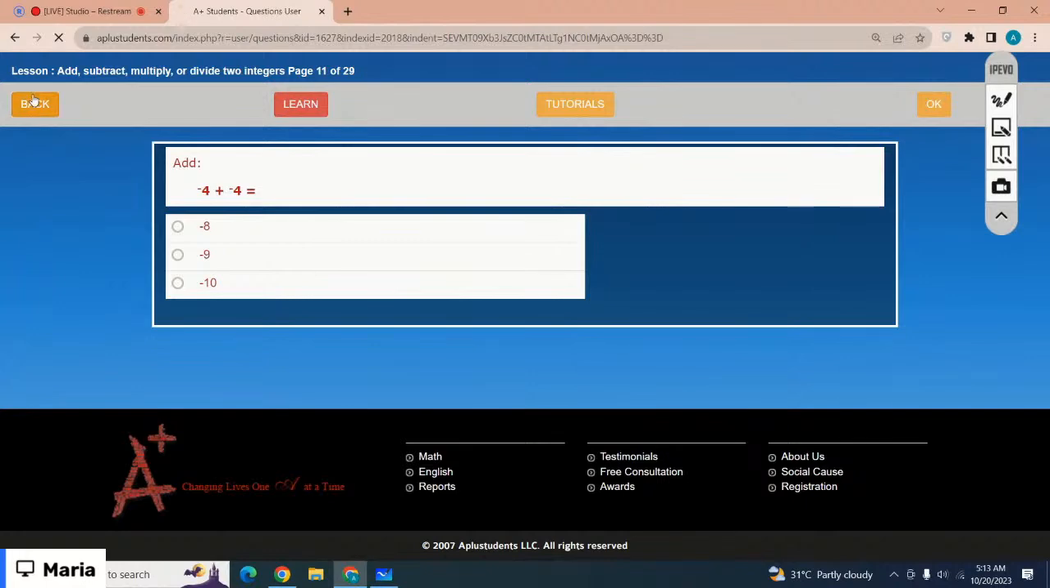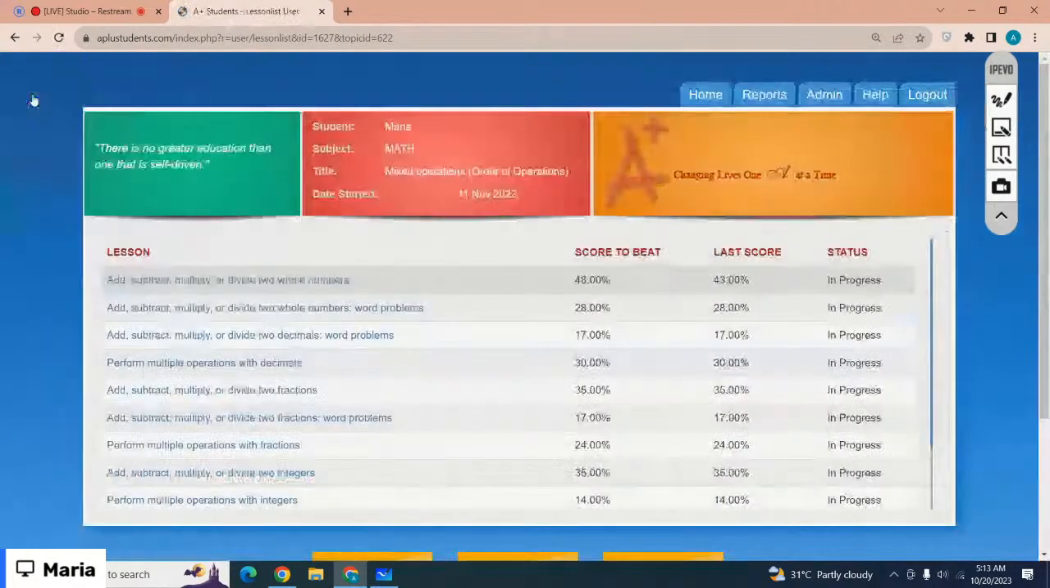Okay, so the next lesson is add, subtract, multiply, and divide: perform multiple operations with integers, right? We just ended with add, subtract, multiply, or divide integers. Now we're going to see how we perform multiple operations with integers, right?